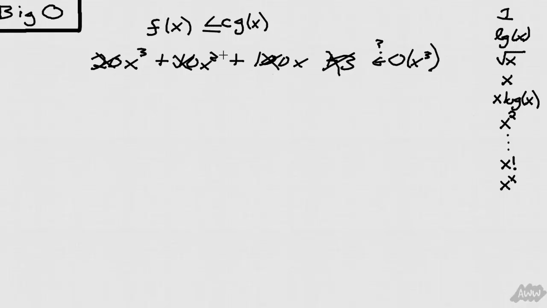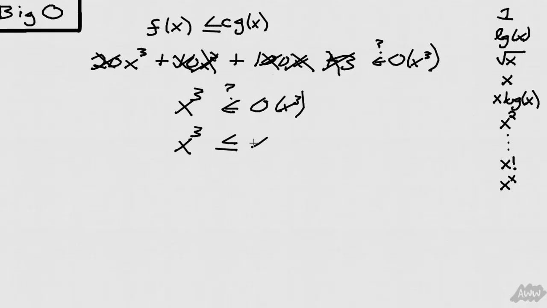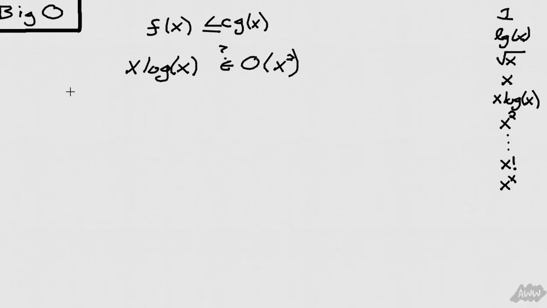So x is less than x squared, so we'll get rid of that. X squared is less than x cubed, so we'll get rid of that. X cubed seems to be the highest here, so really what we're asking is, is x cubed an element of BigO x cubed? What that's asking is, is x cubed less than or equal to x cubed? And they are equal, so that is true. So this whole expression, 20x cubed plus 10x squared plus 100x plus 3, is an element of BigO of x cubed.